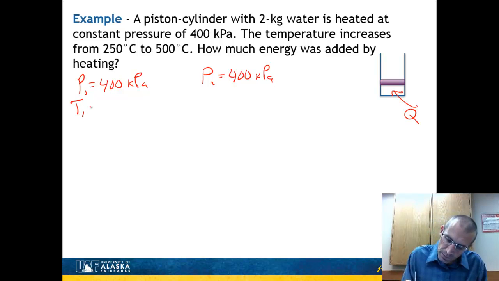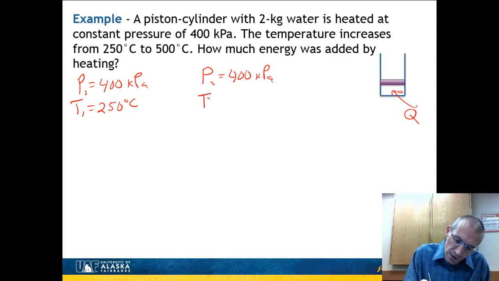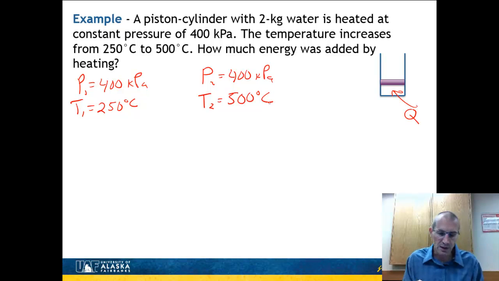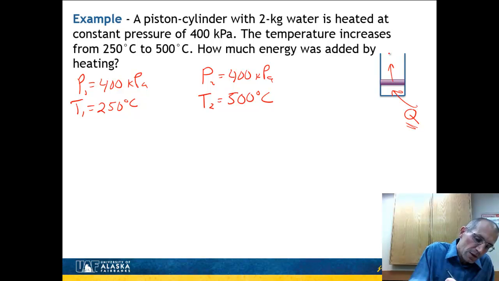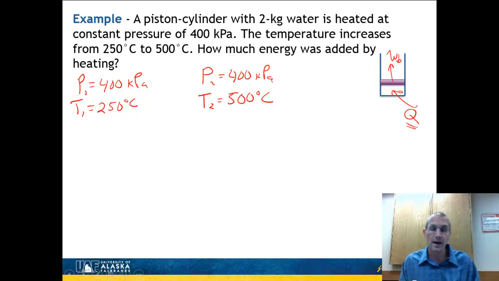And we know the temperature increases from 250 to 500. So T1 is 250 degrees Celsius. T2 is 500 degrees Celsius. And it wants to know how much energy was added by heating, so it's asking me what that value of Q is. And I have a piston cylinder, so it can move, and it probably expands if I'm going to heat it.